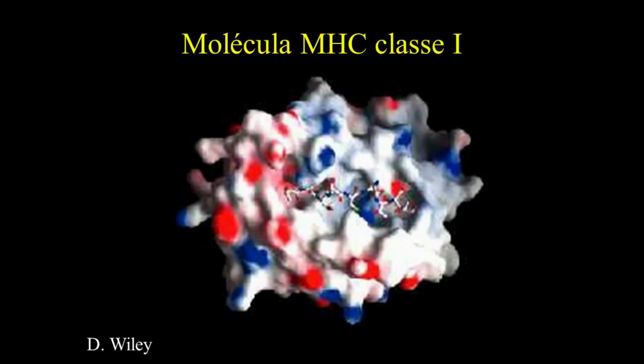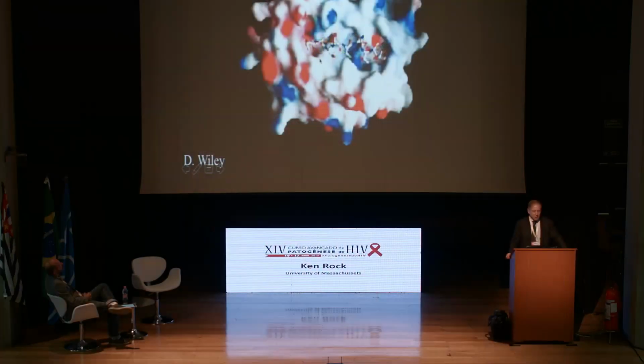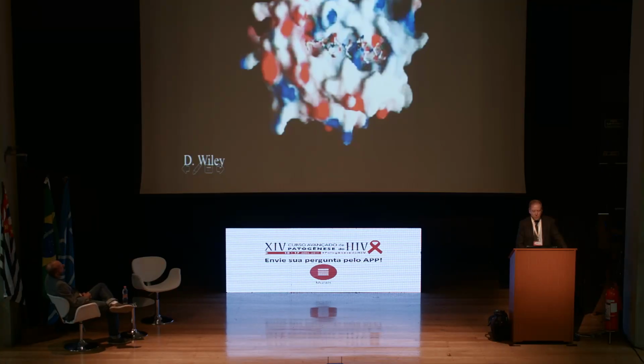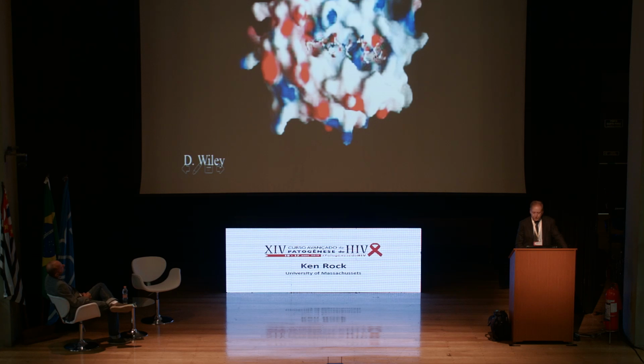This is an MHC Class 1 molecule. Virtually all cells in the body express this molecule. And CD8 T cells circulate looking for these. And if it finds one that it can recognize, then it will become activated and can eliminate the cell. So this is actually a T cell's view of the molecule. We're looking down on the top of this. And what the T cell is looking for is this structure here, which is an antigenic peptide.